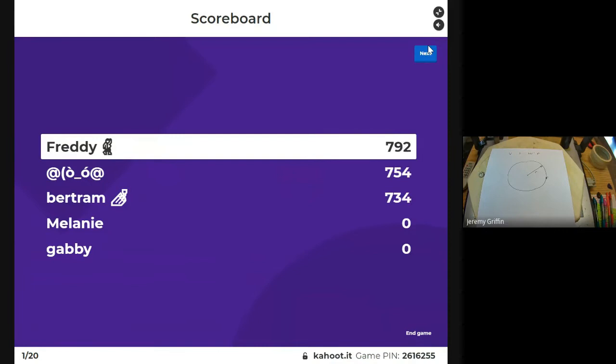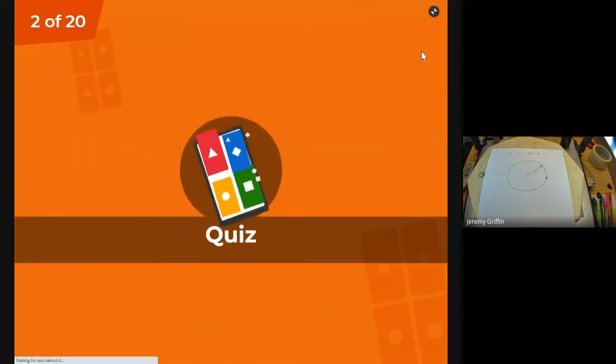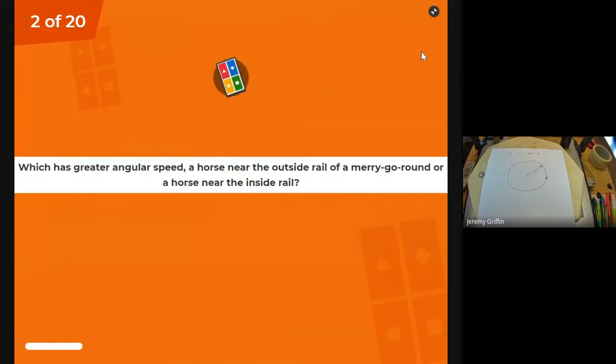On board we've got Freddy. We got an angry caterpillar. Got Bertram, Melanie, and Gabby. Which has greater angular speed? Horse near the outside or one near the inside of the merry-go-round?